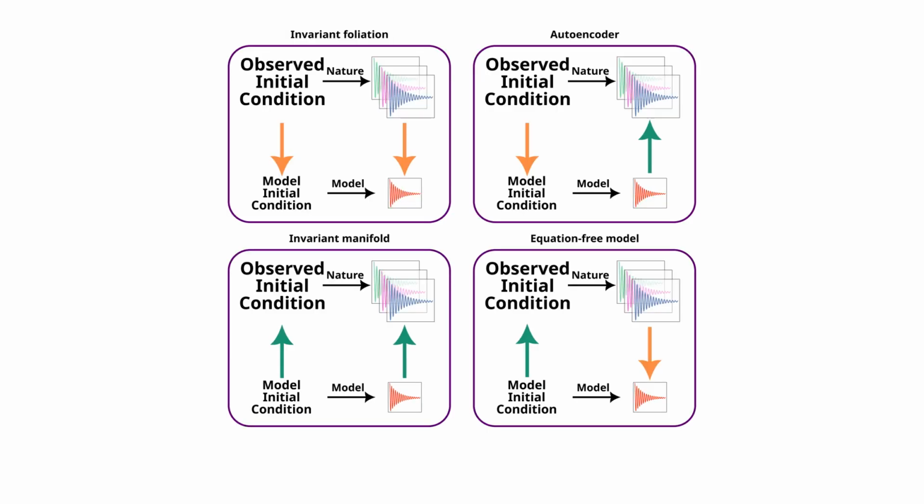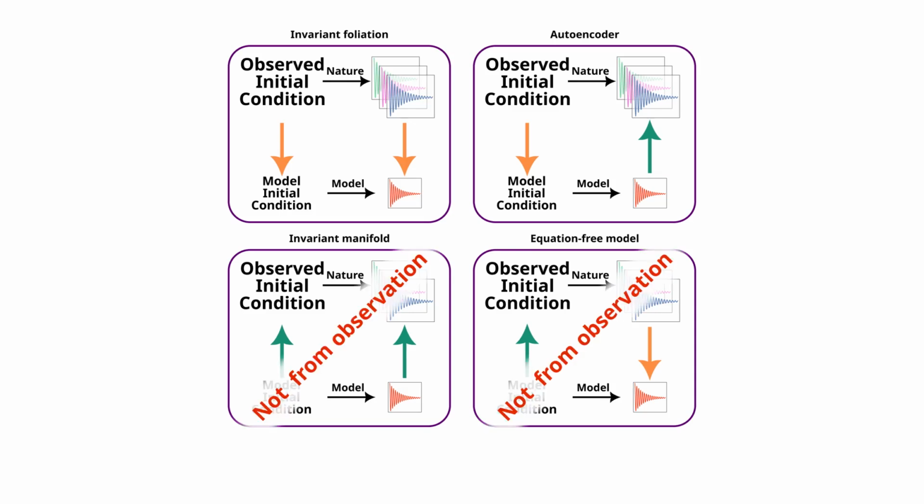As a result, there are four possible combinations of connections which are called invariant foliation, invariant manifold, autoencoder, and equation-free model. These are the most commonly used names of the four architectures in the literature, but some are called differently in different contexts. Due to the assumption that the observed initial conditions cannot be manipulated, we can exclude invariant manifolds and equation-free models. The model is meaningful if it is invariant.